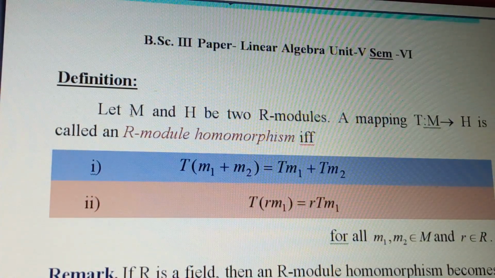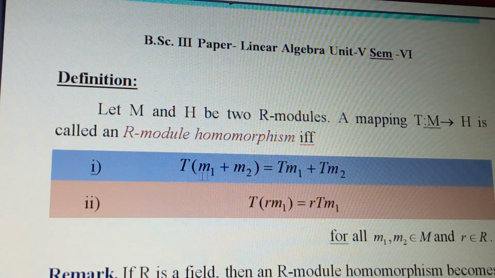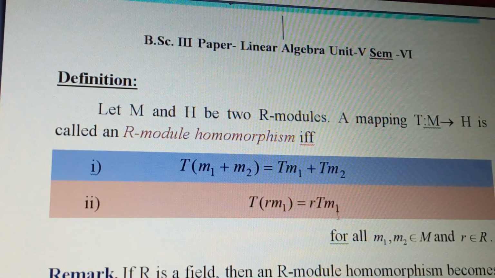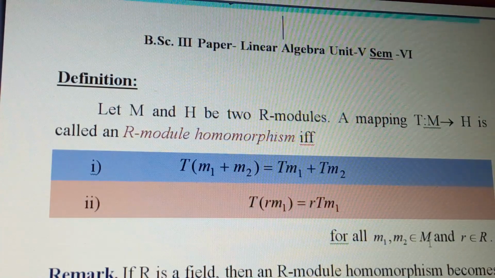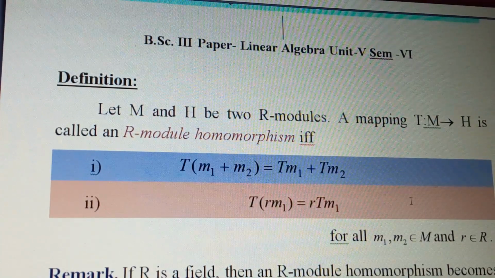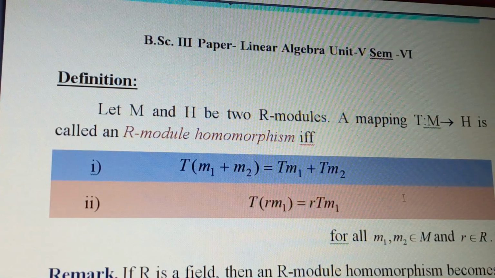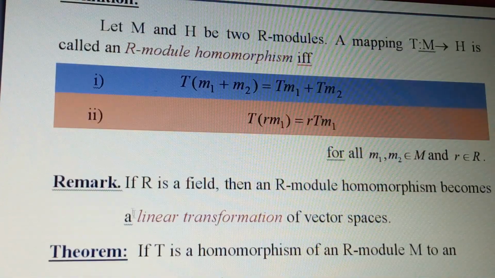We take two modules M and N, which are R-modules. A mapping T from M to N is called an R-homomorphism if and only if two conditions are satisfied. First, T(m1 + m2) = T(m1) + T(m2), and second, T(rm1) = rT(m1), for all m1 and m2 elements of M and r an element of R. This definition is totally dependent on linear transformation, and this is the supporting remark.